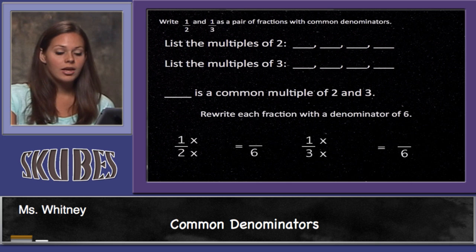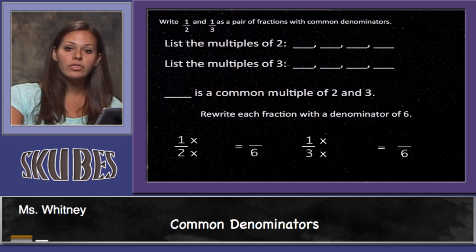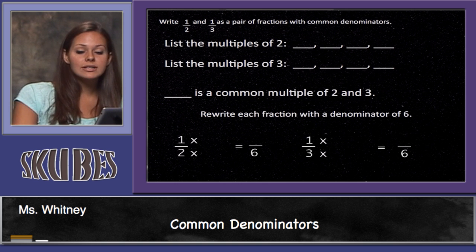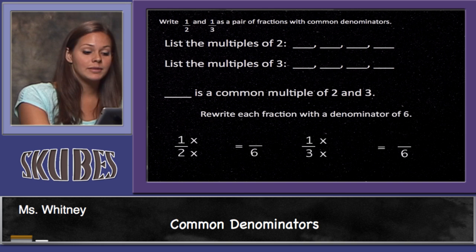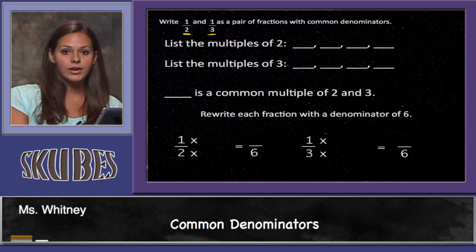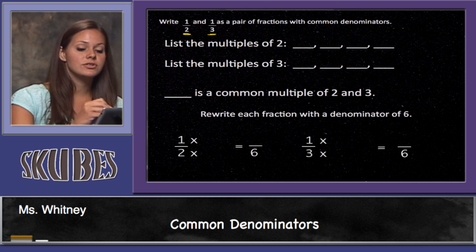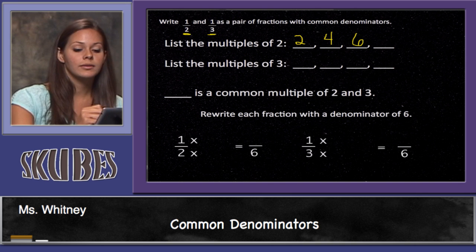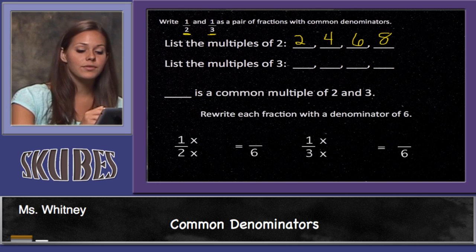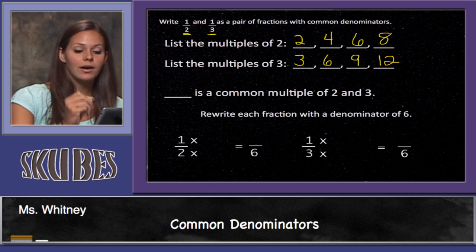Let's try another example. We want to write 1/2 and 1/3 as a pair of fractions with common denominators. So first we're going to list the multiples of each of our denominators. We have the denominator of 2 and the denominator of 3. Listing the multiples of 2, we'll count 2, 4, 6, 8. And listing the multiples of 3, we'll count 3, 6, 9, 12.